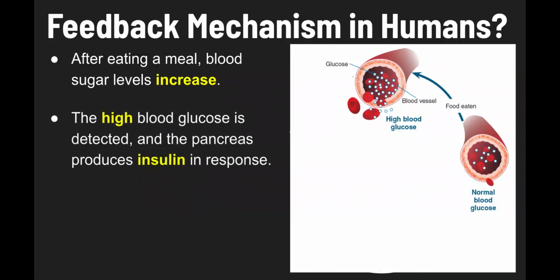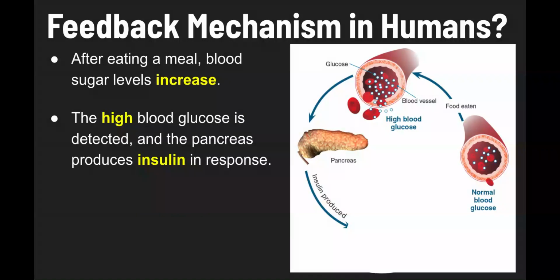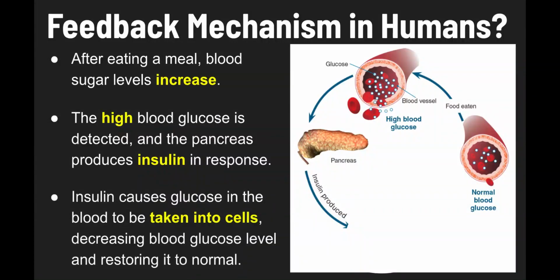Now, the high blood glucose is detected, and the pancreas produces insulin in response. And that insulin causes glucose in the blood to be taken into cells, decreasing your blood glucose level and restoring it back to normal. So we saw there's been a change. You went from a normal blood glucose level to a high blood glucose level, and we've seen the body's response in restoring your blood glucose level back to normal.